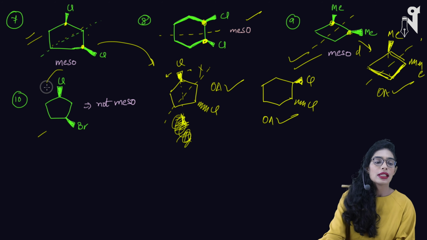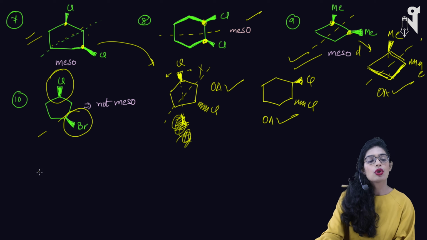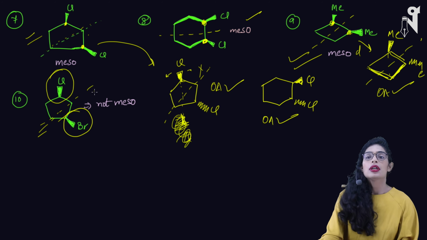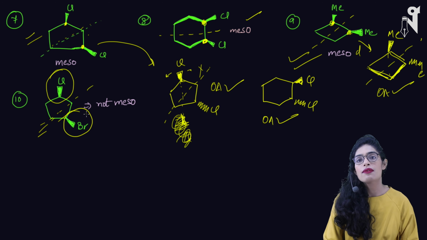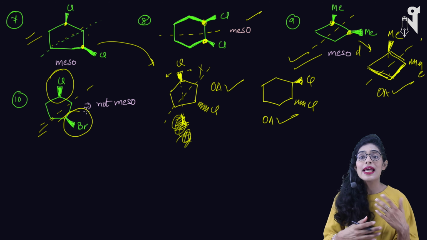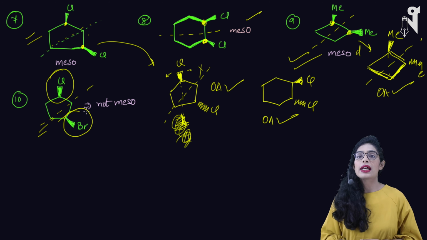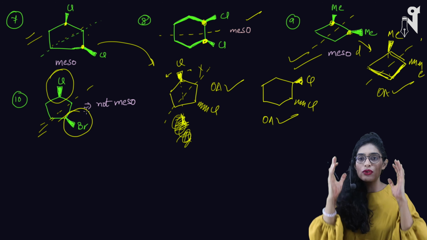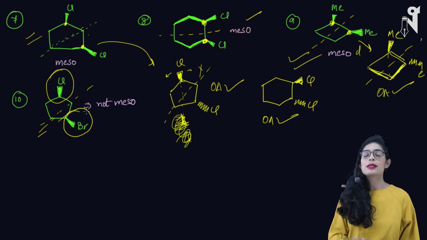What about this? This has two different groups at these places. So when you cut it through the center from a plane, will it give you two equal halves? No. So this cannot be meso at all. We don't even have to check for the diastereomer. So this is how exactly we check whether a compound is meso or not. This is what you have to think. You have to keep your mental eye open. You have to visualize properly.